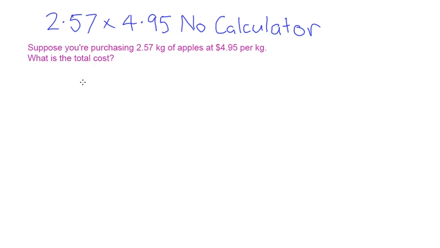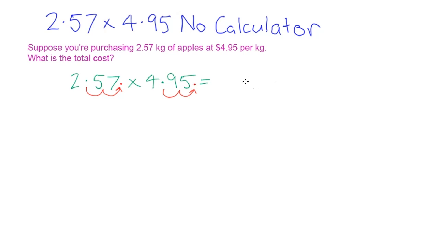We start by writing the numbers just as we have them above. 2.57 times 4.95. The next step is to turn them all into whole numbers. And to do that, we move the decimal all the way to the right-hand side. And we go 1, 2. And we do that to both of them. 1, 2.